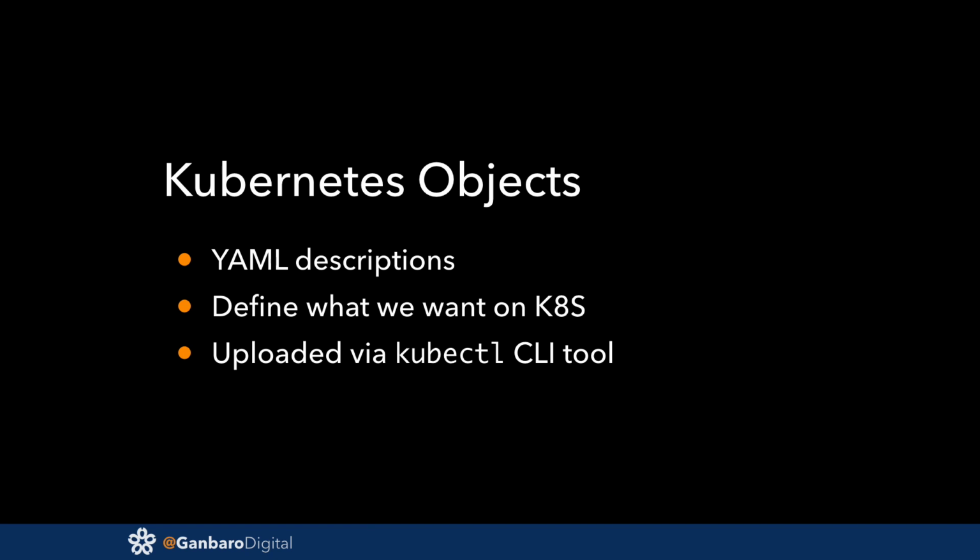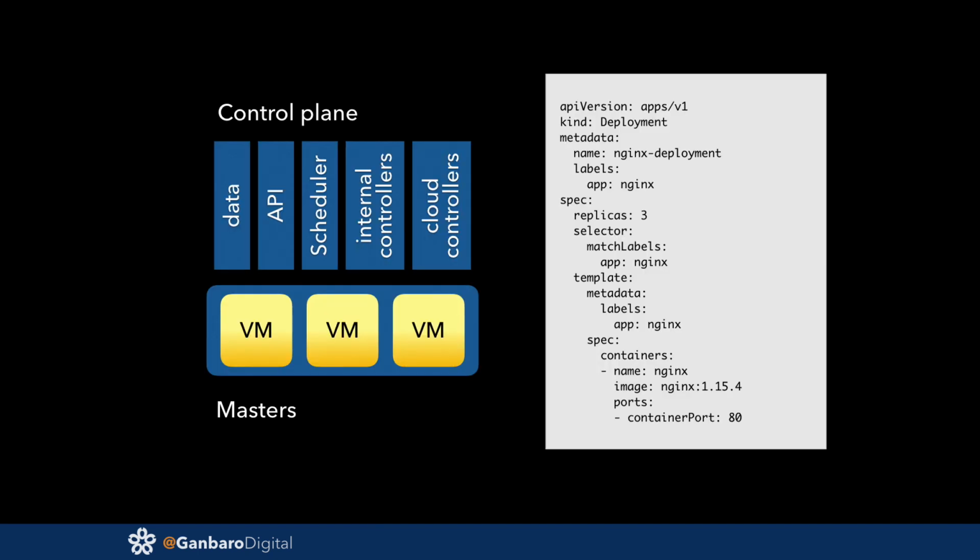There's a CLI tool called kubectl that we use to upload those objects to Kubernetes, and it sends them to the API. What I'm going to do is walk you through what happens when we run kubectl, because it will help you see why Kubernetes is different. So kubectl talks to the API on our control plane, and it sends over that YAML, more or less.